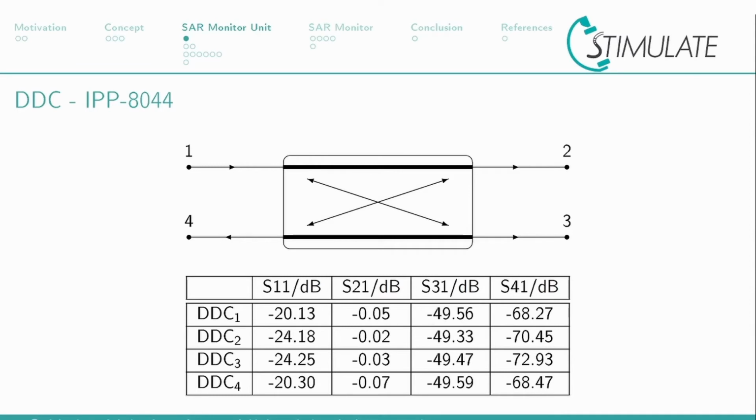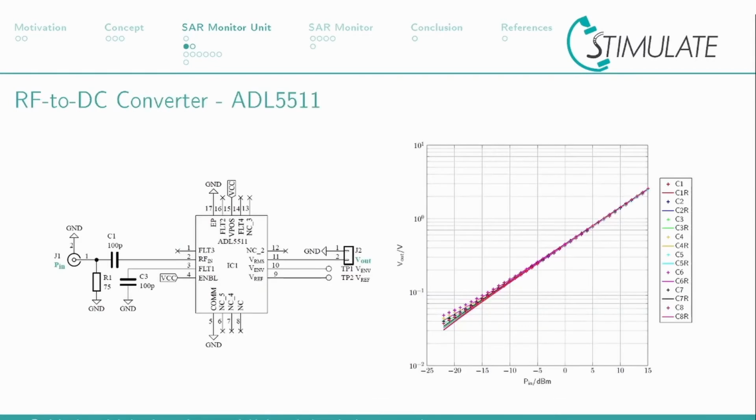The isolated port is coupled by around minus 70 dB, which is close to isolation and does not affect the measurement itself. This data shows that the dual directional coupler is suited for this application, although the couplers vary component-specifically. The next component of the measurement chain is the RF to DC converter.